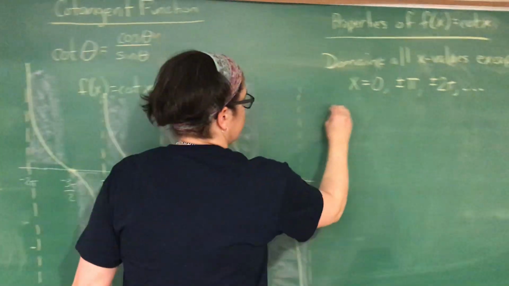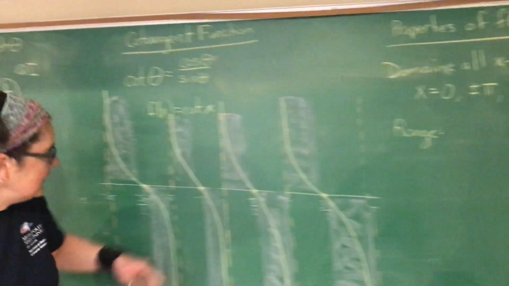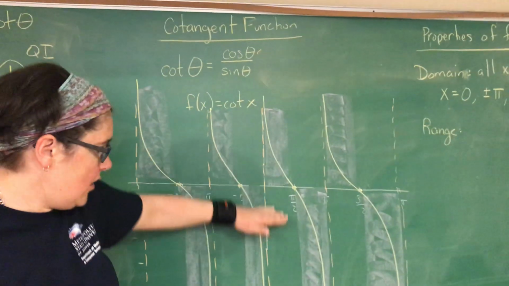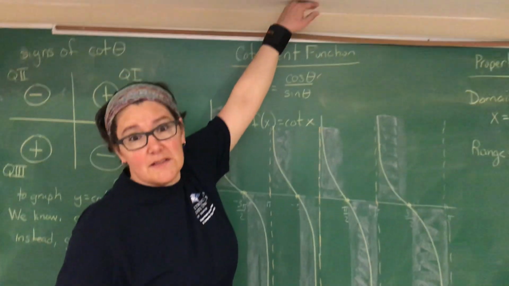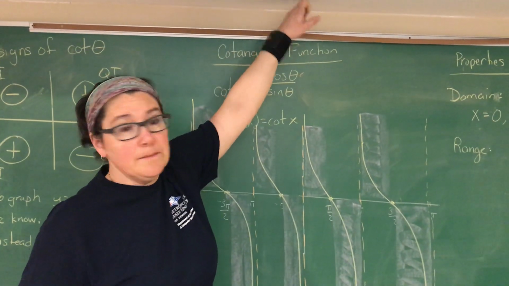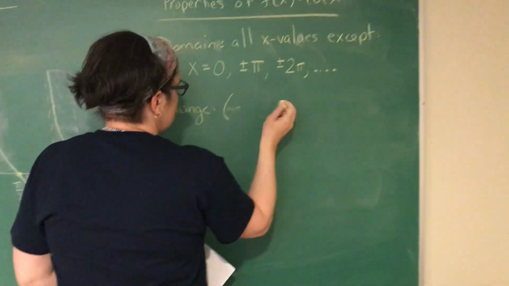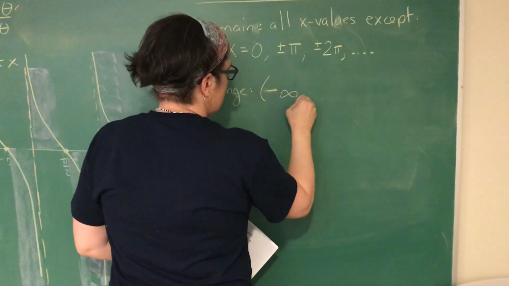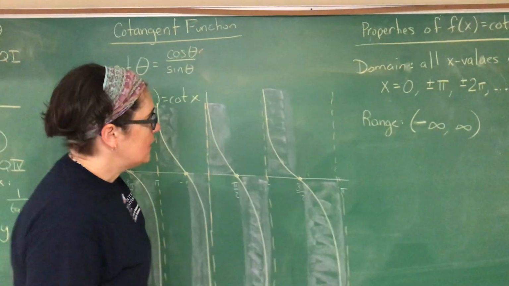Our range are the allowable y values, and I get all of the possible y values from really, really, really high. This basement ceiling's kind of short, so you can't get that high in here, but you could if there was a hole in the ceiling. All the way down from positive infinity to negative infinity. So our range is negative infinity up to positive infinity.